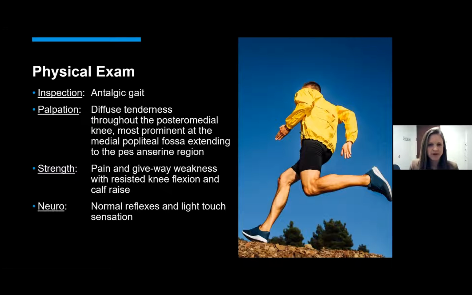On physical exam, he had an antalgic gait and was favoring his left side. He had significant tenderness throughout his posterior medial knee, especially at the medial aspect of the popliteal fossa, and then extending anteriorly along the pes anserine region. Strength testing was remarkable for pain and give-way weakness with resisted knee flexion and calf raise, but otherwise his knee exam was normal.